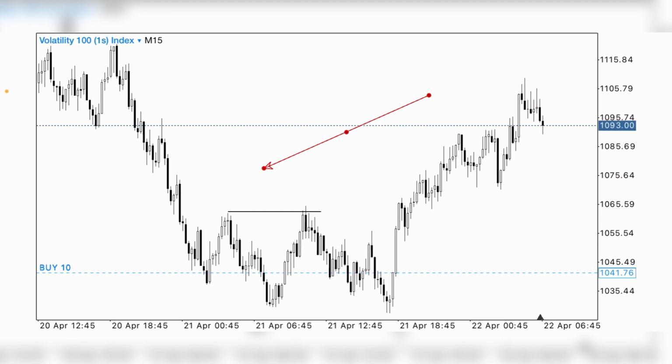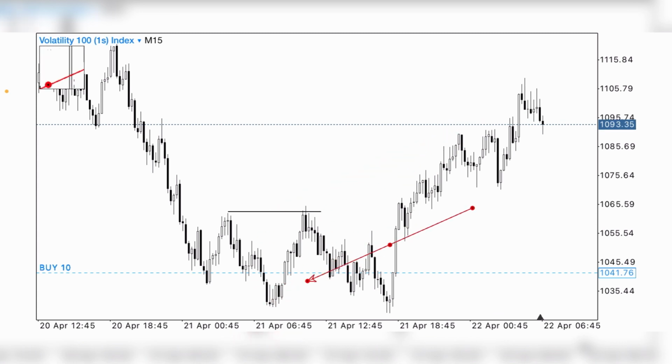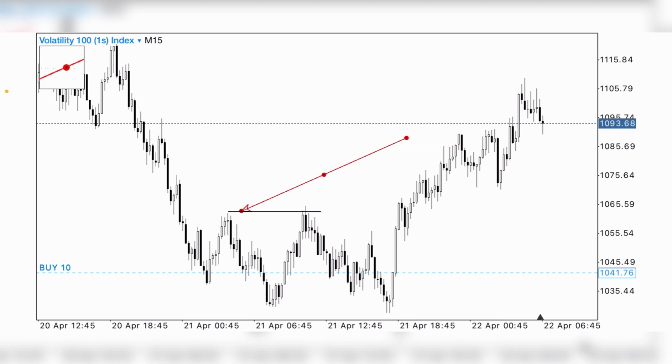Now we had a change of character. We have the change of character here, and what we are expecting is to join the buy move from this particular range, but this market did something else. Immediately we had a break of this high, the market came back to break this low.